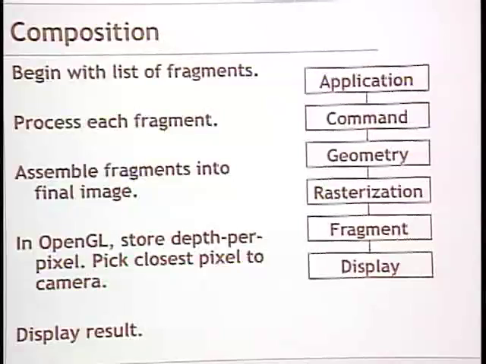We start with a list of fragments at every pixel, and we process each fragment individually, and we have to end up assembling all those fragments into a final image. We've got to get one pixel value out of all the fragments at a certain pixel location. The way we typically do this in OpenGL is that we store how far each fragment is from the camera, and we take the fragment that's closest to the camera. That doesn't deal with stuff like transparency. It only deals with opaque surfaces. If you actually do have transparency, then you have to do some blending and so on. We'll talk about that later in the class.